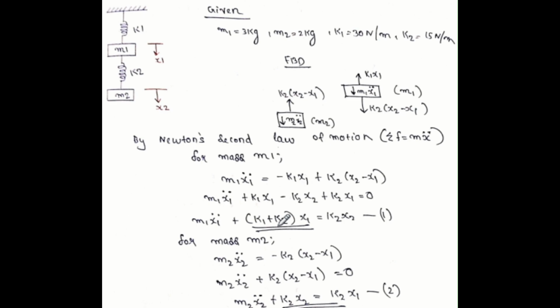Similarly, we can do it for mass m2. The net force is only minus k2 into x2 minus x1, since that force is in the upward direction, it will be given negative. That's why minus k2 into x2 minus x1 equal to ma, where the mass is m2, so m2 x2 double dot. So we get the two equations by applying Newton's second law of motion to the two mass system m1 and m2.